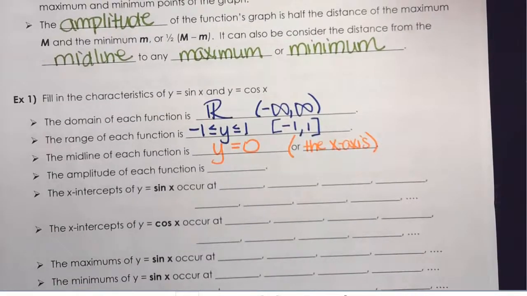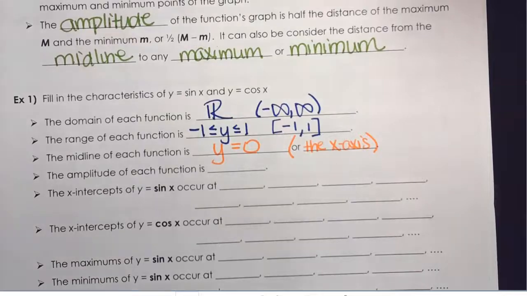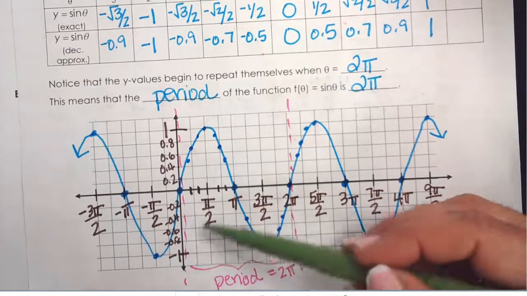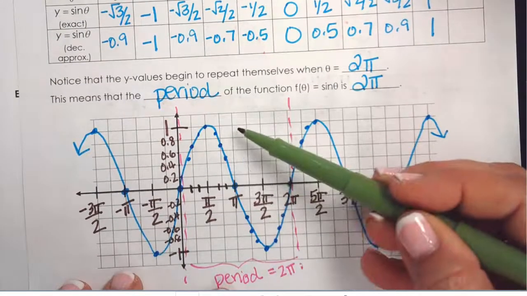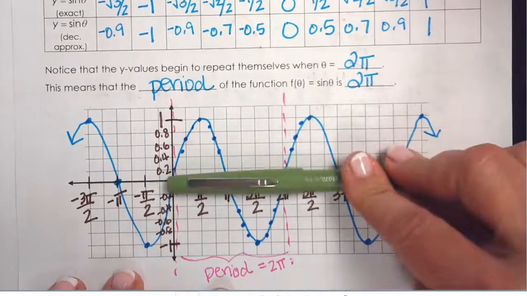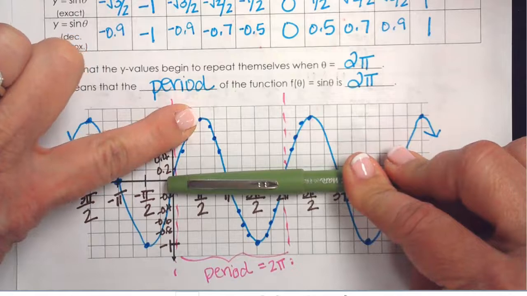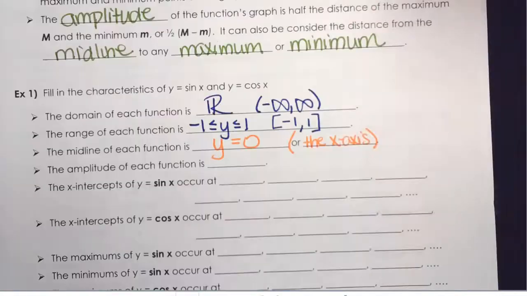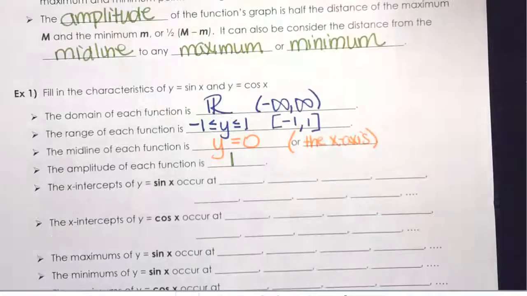Now let's look at the amplitude of each function. The amplitude of each function is half the distance from the maximum to the minimum, or the midline to the maximum or minimum. What's the distance from -1 to 1? That's a distance of 2. And what's half of 2? 1. Also, how far is it from our midline to 1? Or from the midline to -1? Also 1 unit, right? And isn't that the same thing for the cosine function as well? So the amplitude of these functions is 1.